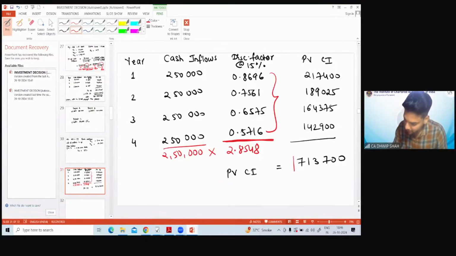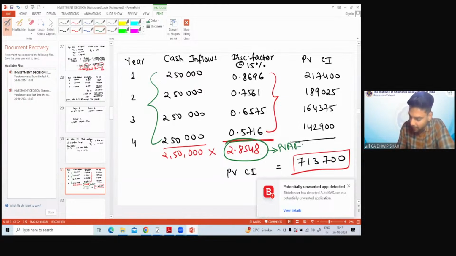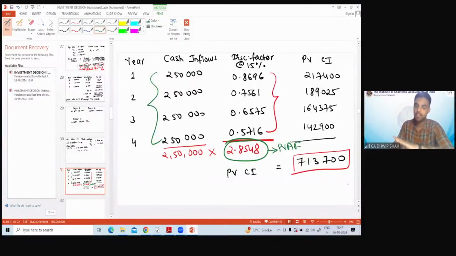The answer should come to 713,700. So what I wanted to discuss here is, when cash flows per annum are constant, you need not prepare this entire table. You just take the total of the discounting factors, which is called PVAF, present value annuity factor, and multiply it by the cash inflows per annum figure.